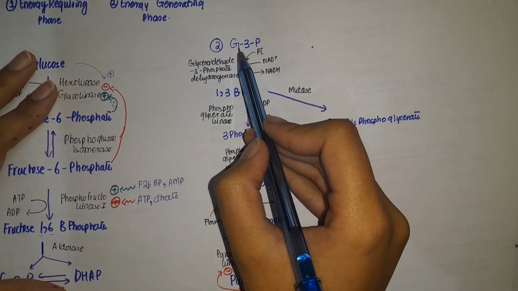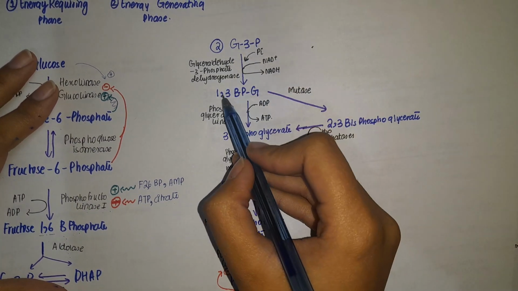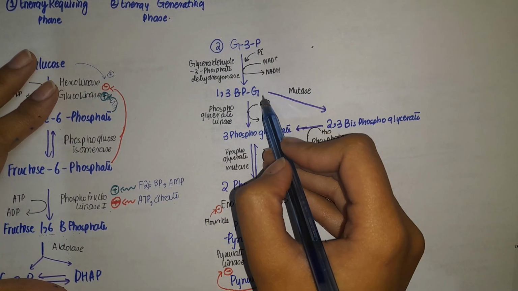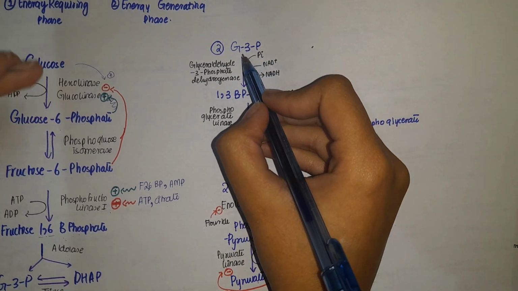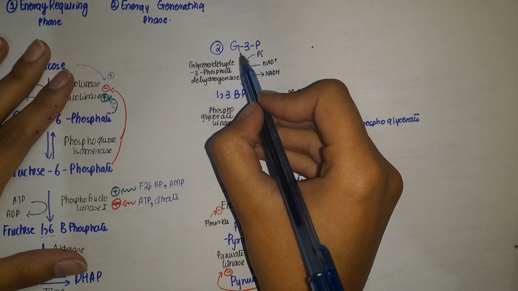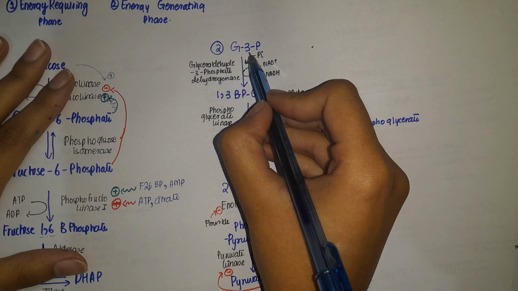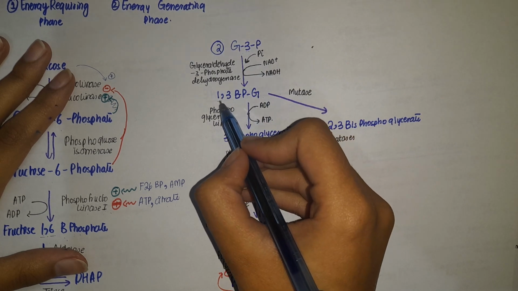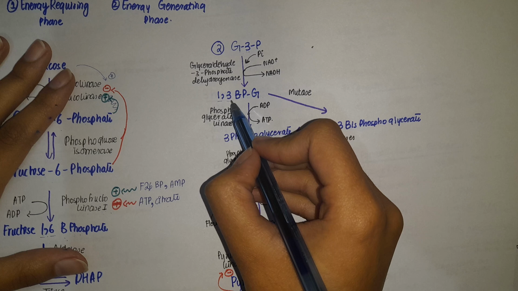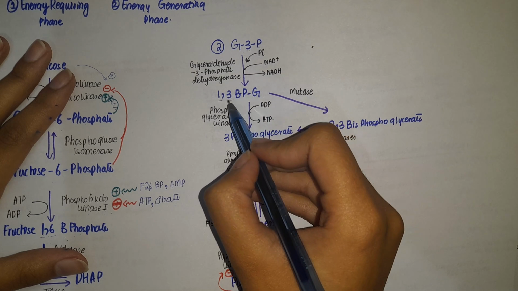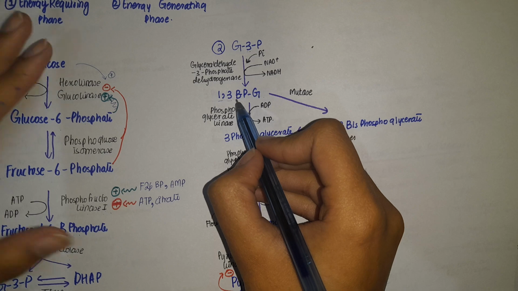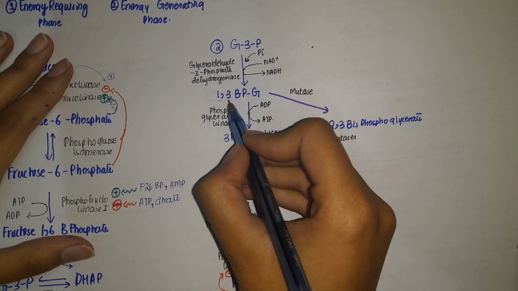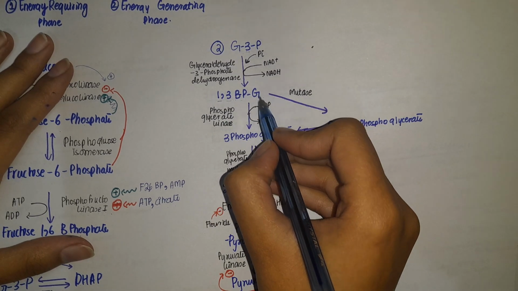Now this substrate, glyceraldehyde 3 phosphate, will be converted into 1,3 bisphosphoglycerate. So what actually happened over here? The main thing is that apart from the third position, a phosphate group is now attached to the first position. So the first and third positions of this phosphoglycerate have the phosphate group attached. That is why 1,3 bisphosphoglycerate is the name.